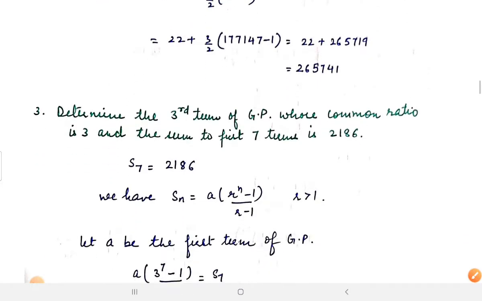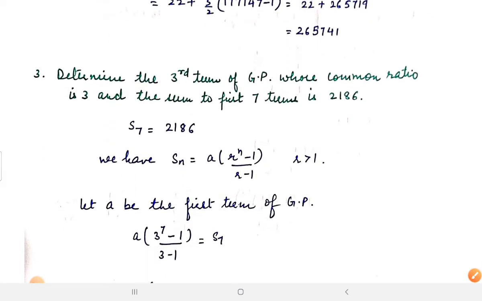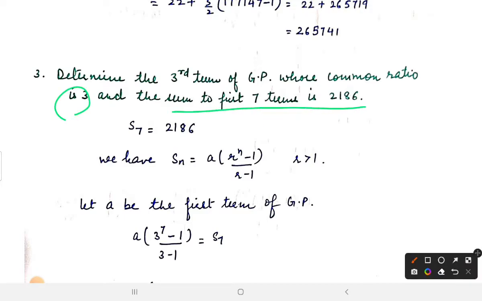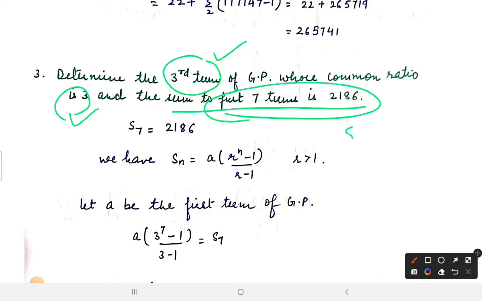Next is: determine the third term of a geometric progression whose common ratio is 3 and the sum of the first 7 terms is 2186. So we have to find the third term. What is given to us? The common ratio, that is r, which is 3, and the sum of the first 7 terms, so S7 is 2186. So the common ratio is greater than 1.